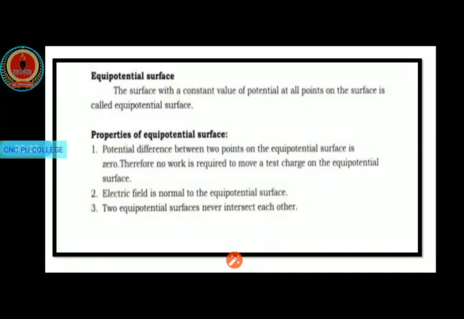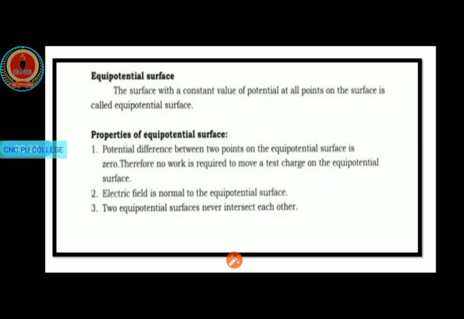Hi dear students, we were discussing the topics related to electrostatic potential and capacitance, and today in this video let us discuss the concept of equipotential surface. As the name itself suggests, any surface on which the value of electric potential is the same at all the points can be considered an equipotential surface.